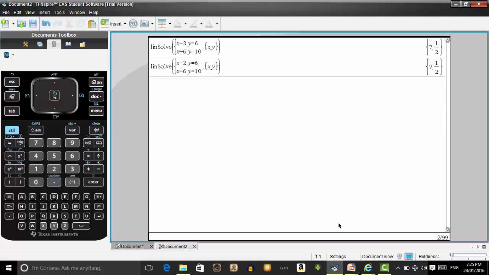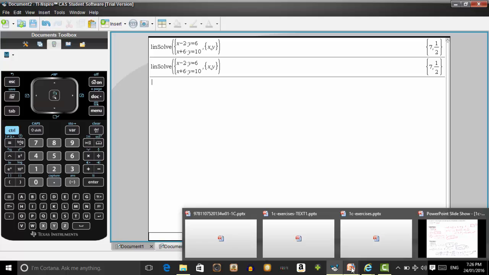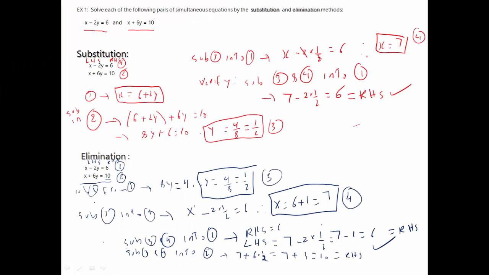Now let's do the second one. I'll also get the equation ready, and then we'll continue. This is the first type, which is straightforward. We'll move on now to one that's a little bit harder.